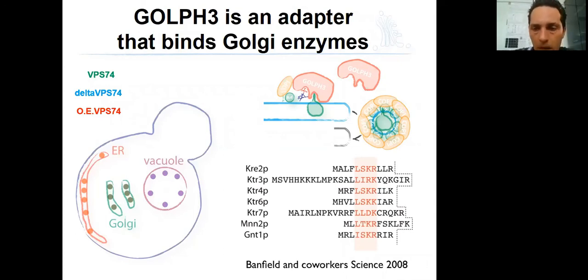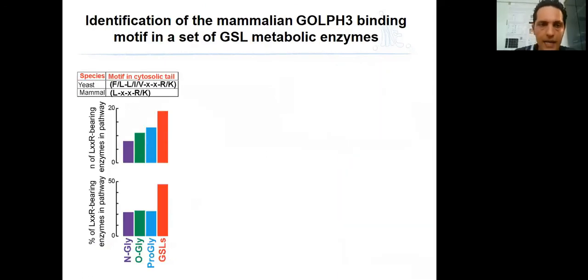Starting from this information, we realized that in mammalian cells there is a similar motif, but a shorter version, that is also present in several Golgi enzymes. We clustered all these enzymes and found that this shorter version of the motif, that is LXXRK, is mainly enriched in the glycosphingolipid biosynthetic enzymes.